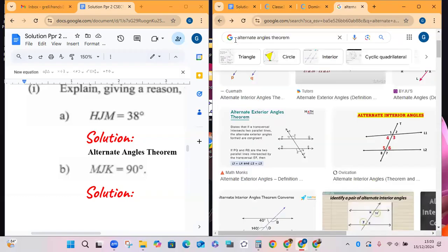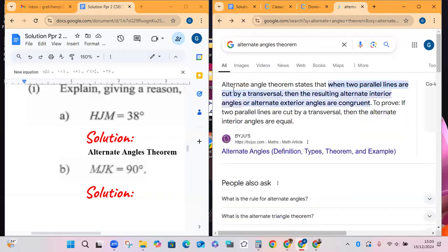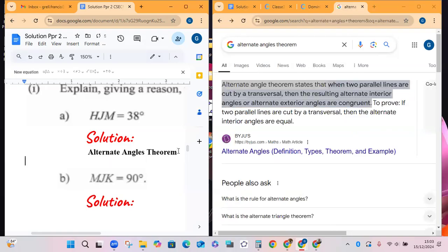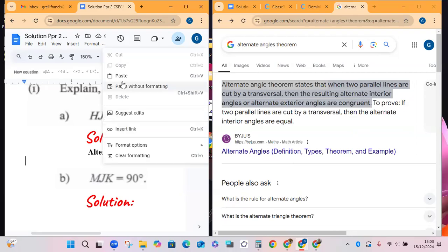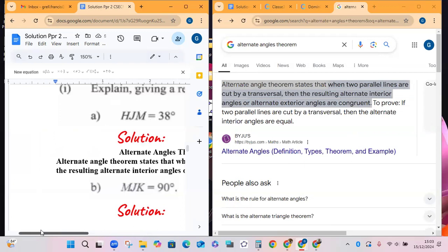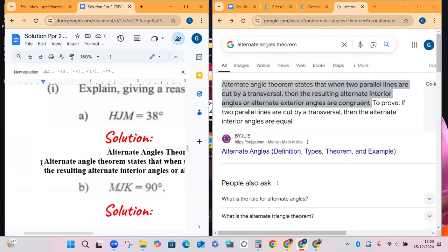I want this explanation. I want to just copy and paste it. Congruent is a nice mathematical term of saying that they are equal. Okay, that's what congruent means. Just to prove a point. Just a minute.